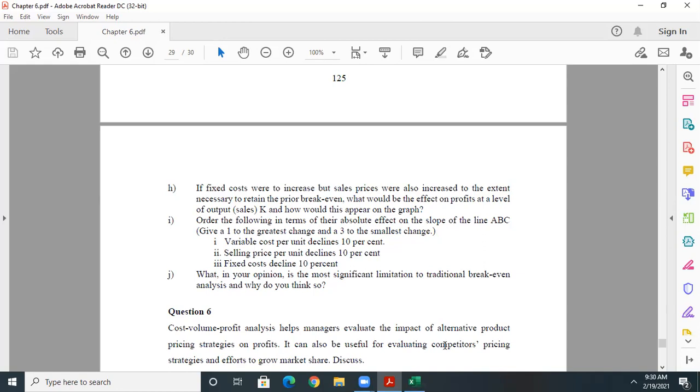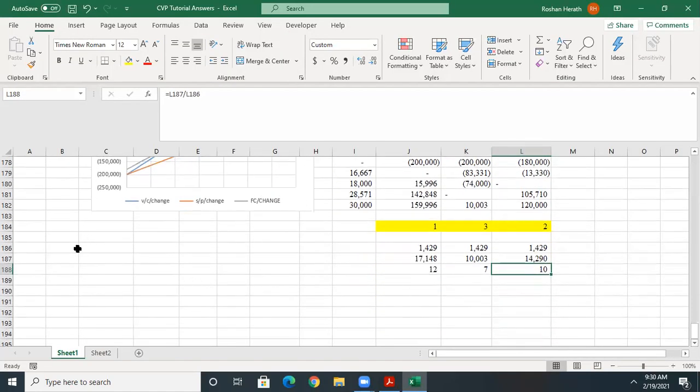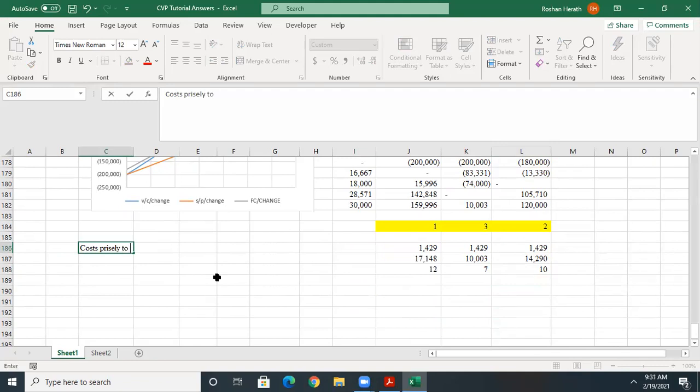What is that? So the greatest limitation, it depends on one assumption. What is that? It assumes that you can classify the cost precisely into two categories, as variable cost and fixed cost.